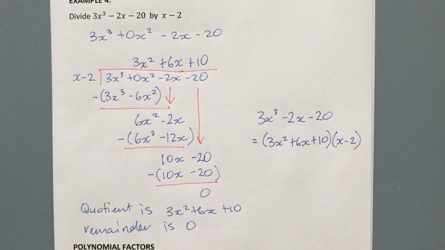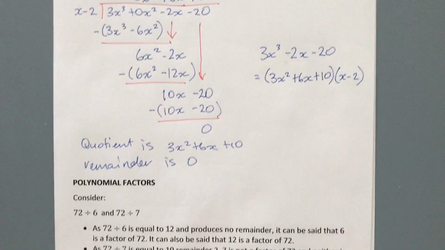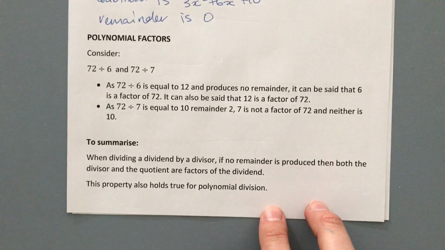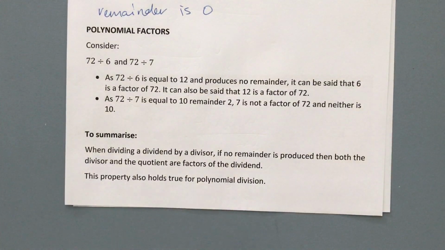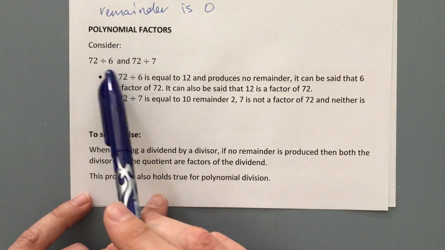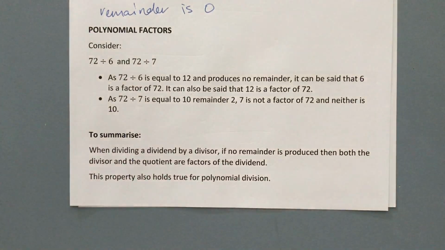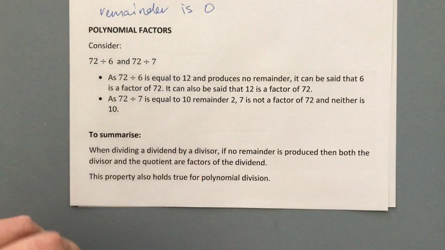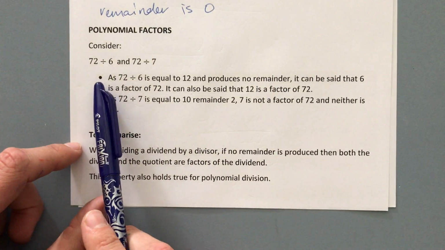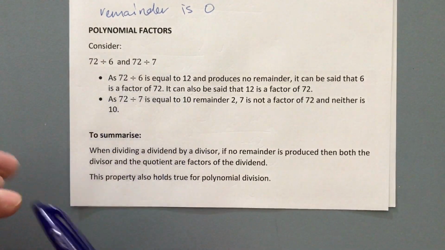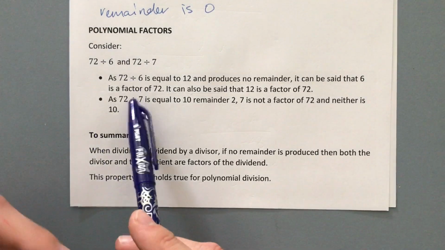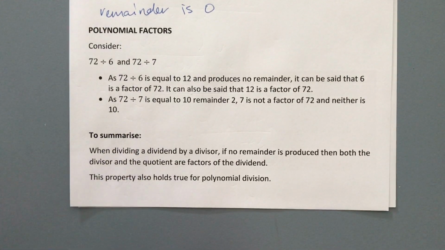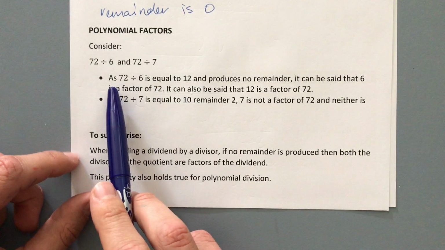The fact that there's no remainder brings us to the next point that we're going to talk about here. What we're looking at is a number example of this first. So 72 divided by 6 and 72 divided by 7. If you calculate 72 divided by 6, you get 12 with no remainder. If you calculate 72 divided by 7, you get 10, remainder 2.